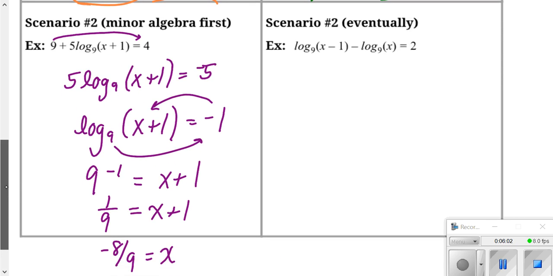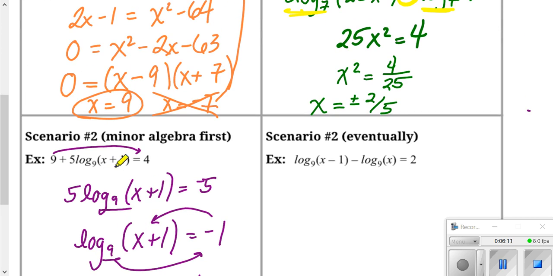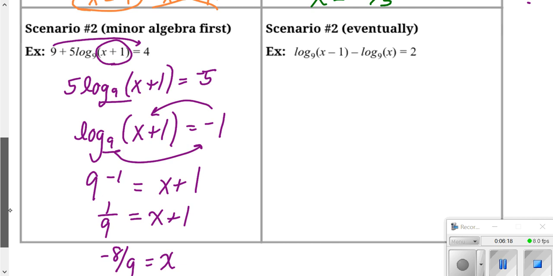Now let's see if that's going to be problematic. I have right here, whoops, oh my goodness, I must be bumping something. So if I plug that in right in here, do I still have a positive that I'm taking the log of? I do, so I'm okay. So this is not extraneous. So we're all set.